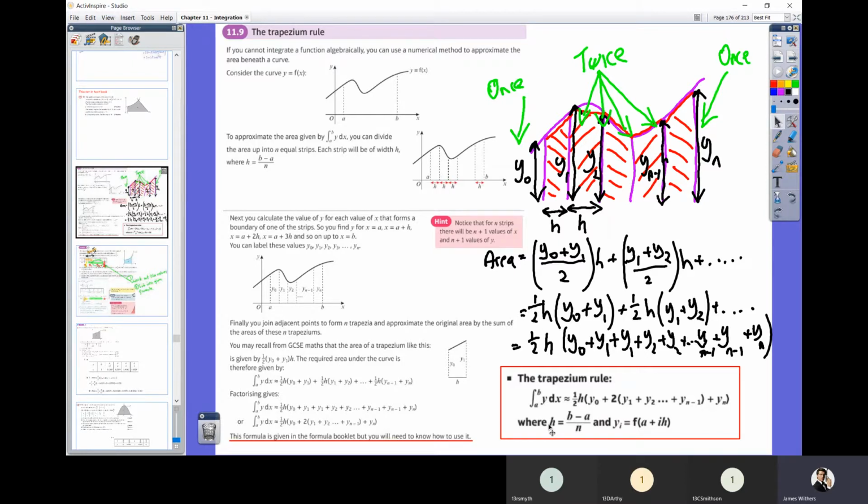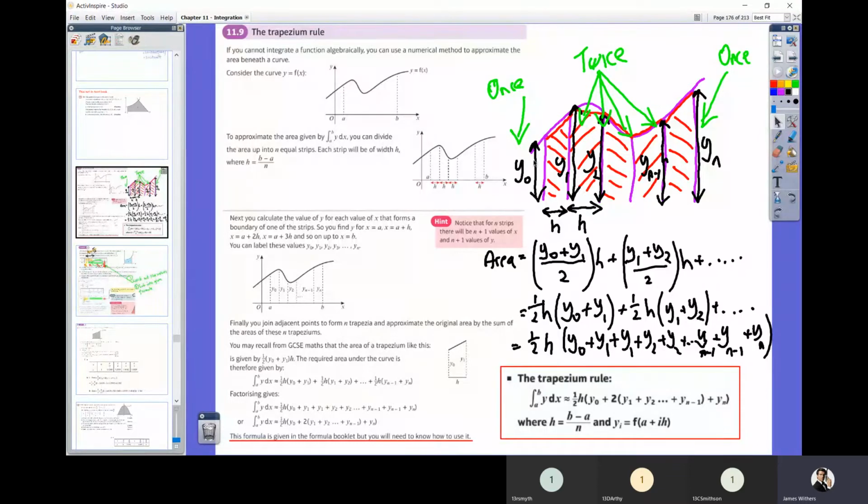So as the name suggests, we're talking about trapeziums, or trapezia. And just to remind you, a trapezium is a shape that's got two parallel sides and two non-parallel sides. And again, to remind you from GCSE, how do you work out the area of a trapezium? You average the parallel sides and you then multiply that by the distance between the two parallel sides.